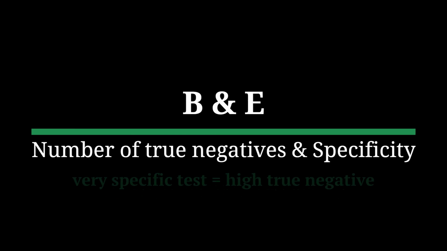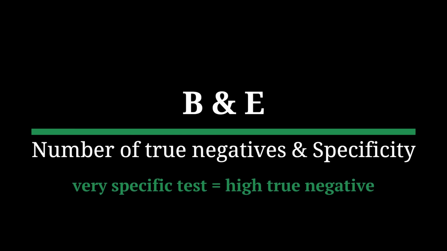B and E. Number of true negatives and specificity. Specificity represents the ability of a test to correctly identify those without the disease. A very specific test has a low rate of false positives, so most healthy patients will have a negative test result, or true negative. Given a test with high specificity, a positive result would help to rule in a diagnosis. Confirmatory tests with high specificity are often used on patients who test positive on a screening test to ensure that a patient actually has the disease.